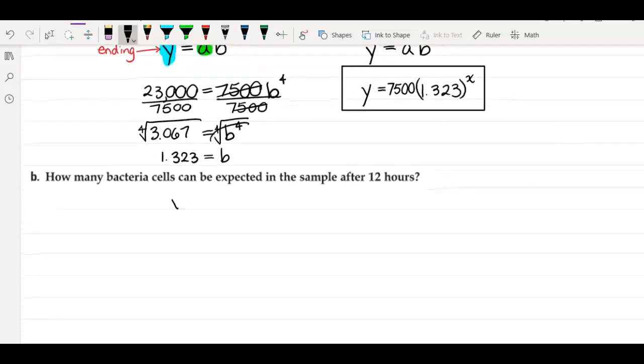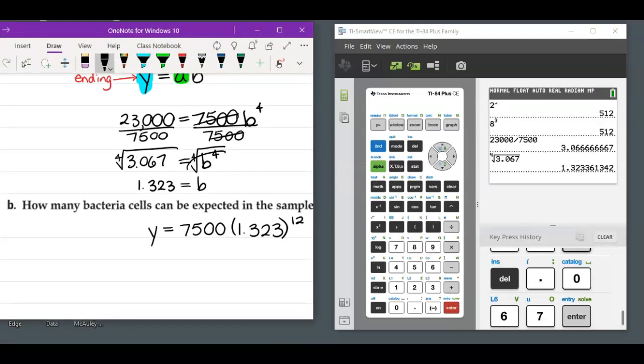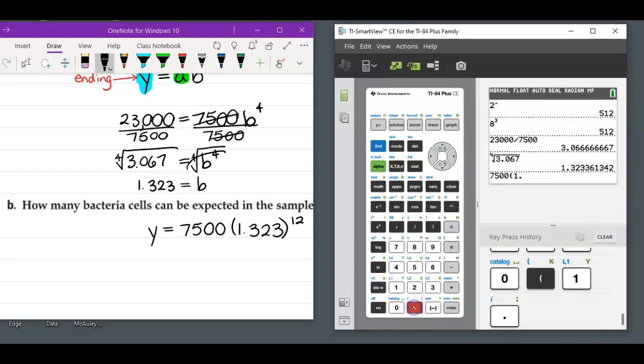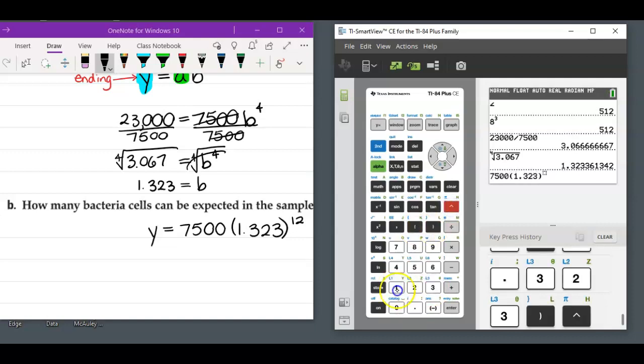Now I can take this same exponential function and I can use it to predict how many bacteria cells we would expect there to be after 12 hours. Instead of X for the unknown time, I'm going to replace it with 12 for 12 hours. And again, using our calculator, we'll type 7,500, parentheses, 1.323, close the parentheses, raise it to the 12th power.